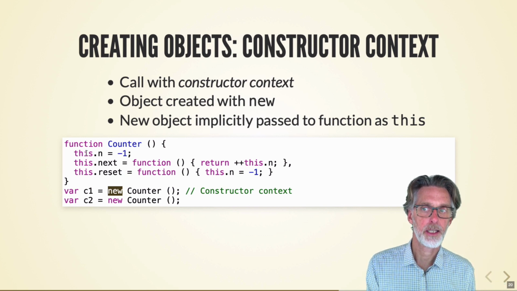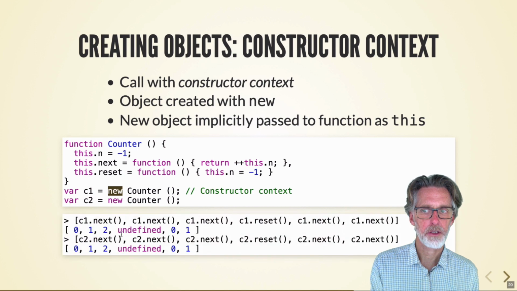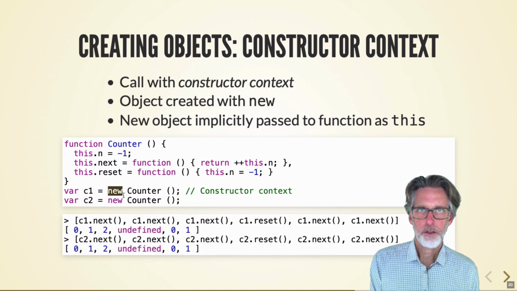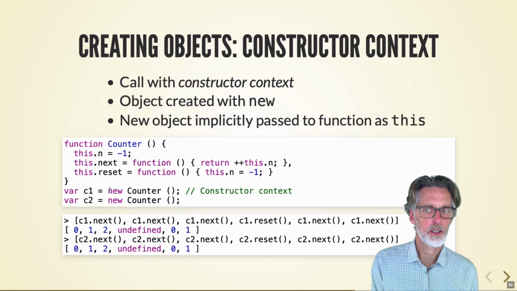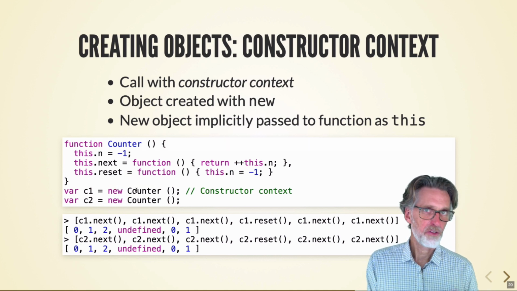So here I can assign the in field of this newly allocated object to -1. I can update the next and reset properties as specified here. And now I have a couple of counters that in fact behave exactly as before. So this is just another formulation for how to construct an object using a function that's invoked through the constructor context. Why does JavaScript support these two different forms?